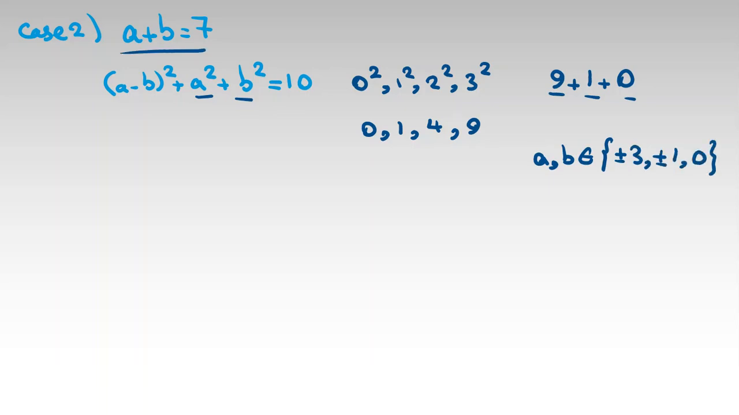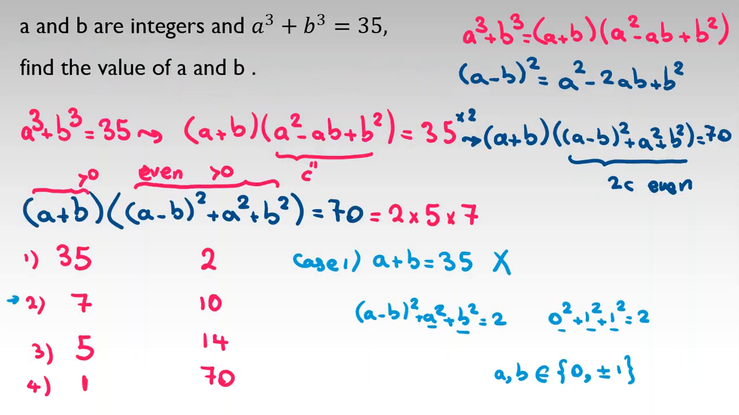So I know the sum of them is 7. The maximum for A and B is 3 plus 3, 6, so we can't reach 7. So again, we can't write any answer for this case. Let's focus on case 3.